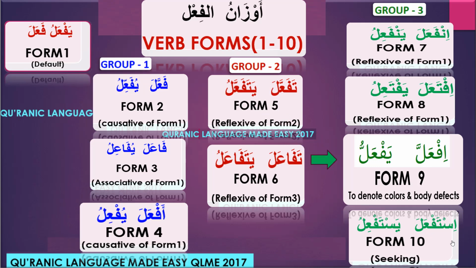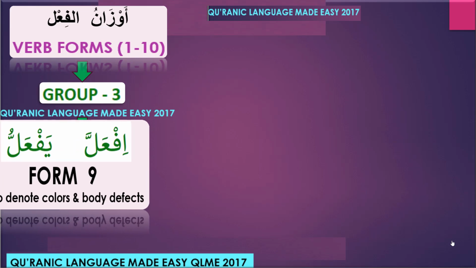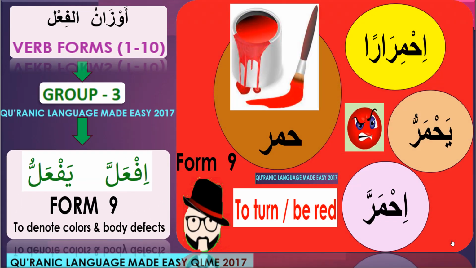And today we are going to learn about Form 9, which is used to denote colors and body defects, which is ifa'alla, yafa'allu. And the example I've taken here is for red color. It's ihmarra, yahmarru, ihmiraran, which means to turn red or to become red. And this family Form 9 is an interesting one as it is specifically to do with colors or bodily and other defects. And this form is used by only a small number of verbs denoting color or bodily defect. They are unique in nature and limited in use.